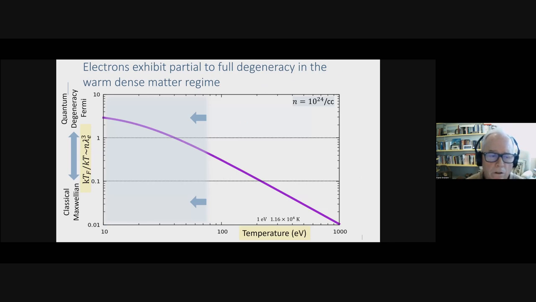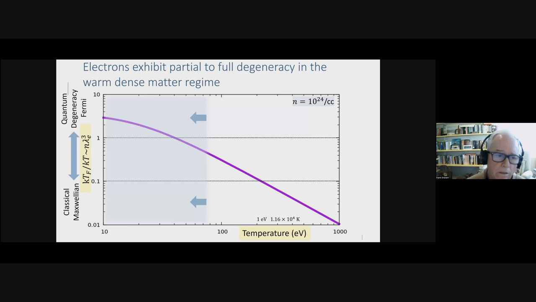Well, here's a plot where the vertical axis represents going from an ideal state to a non-ideal state. And here's where the electrons exhibit partial degeneracy in the warm dense matter regime. So temperature is on the horizontal scale. And so temperature goes from about 10 eV to about a kilovolt.